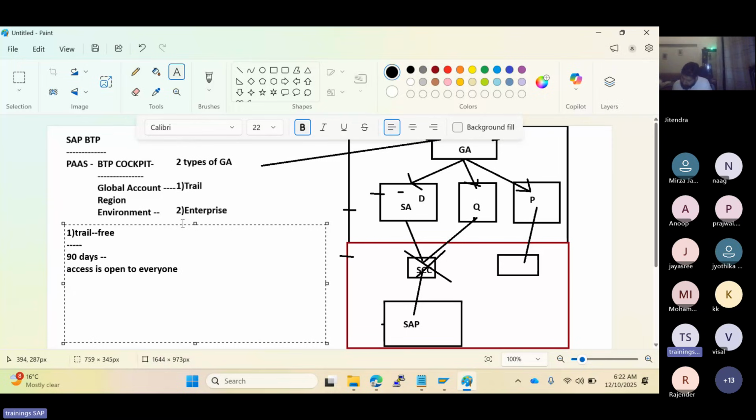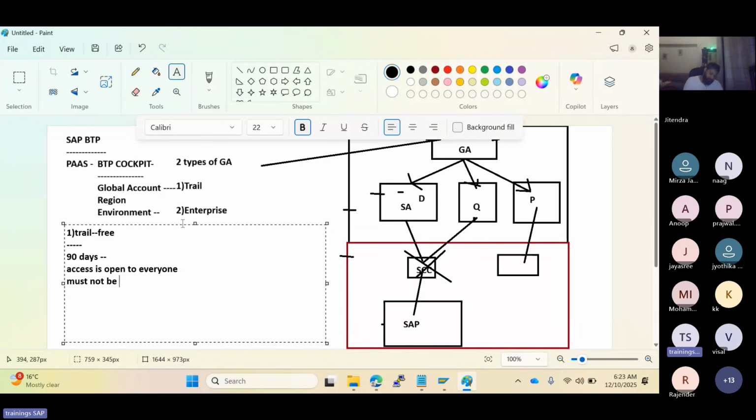The trial accounts are intended for personal exploration and non-productive testing only. Why? Because the BTP trial terms and conditions are applicable. We should use it only for non-productive testing and evaluation of the services. Trial accounts must not be used for production usage.